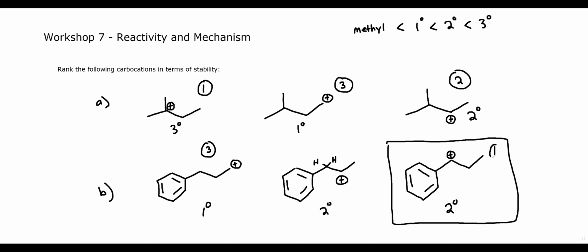We'll put a 1 there. It's the most stable, followed by 2, followed by 3, the primary carbocation. And again, this secondary carbocation is more stable because it is resonance stabilized. So make sure you look out for those resonance stabilization effects. Okay?